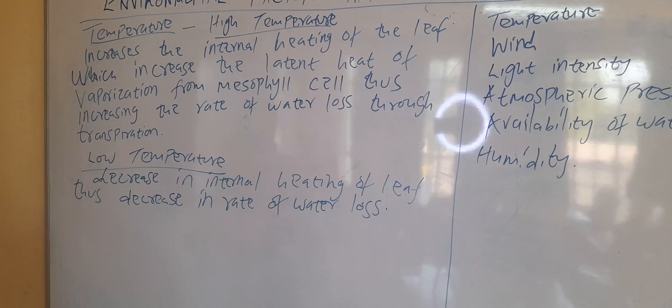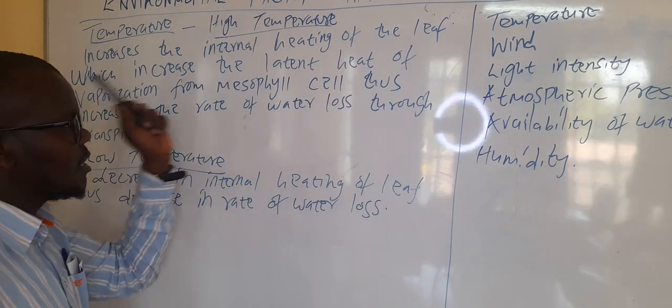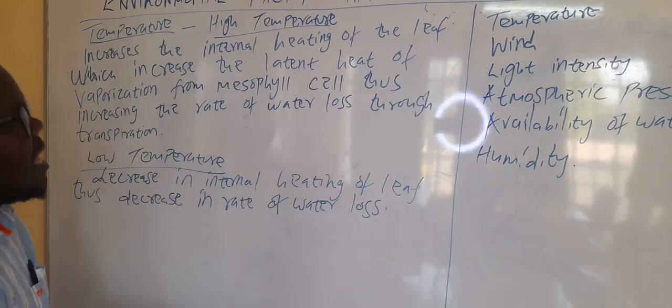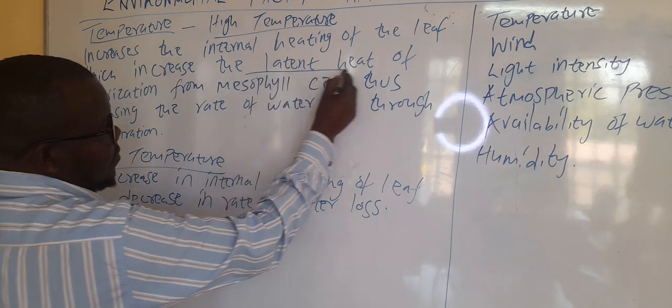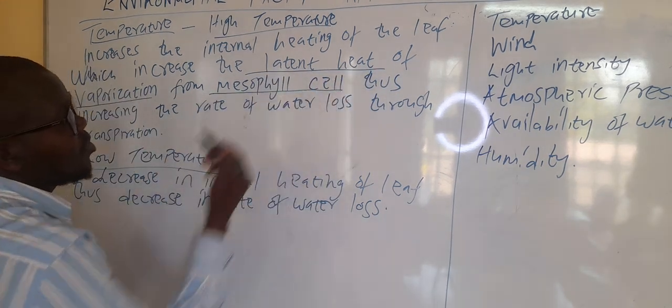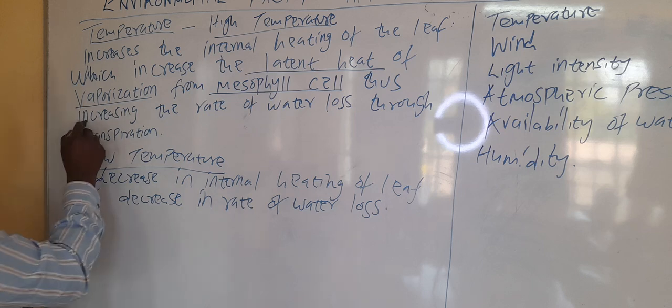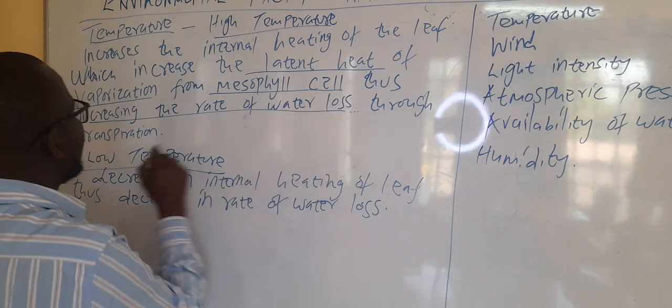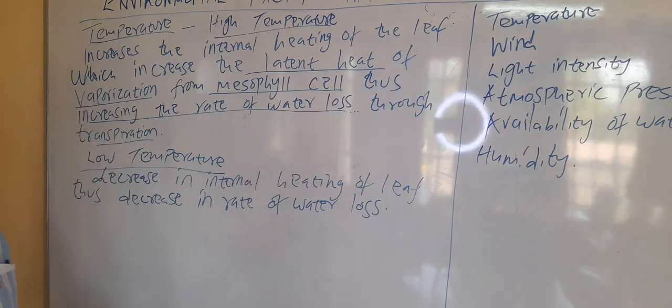That is about the temperature. Increase in temperature increases the internal heating of the leaf, thus increases the latent heat of vaporization. From which point? Mesophyll cells. Thus this increases the rate of water loss through a process called transpiration.